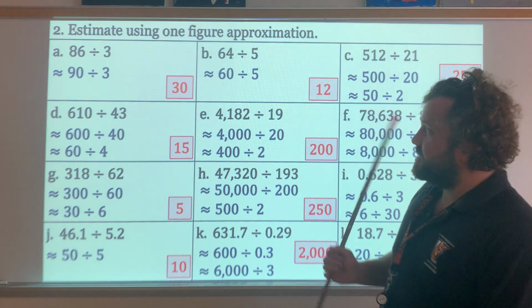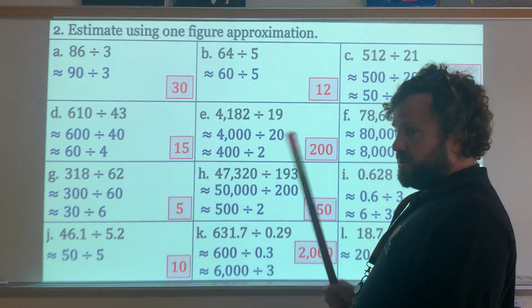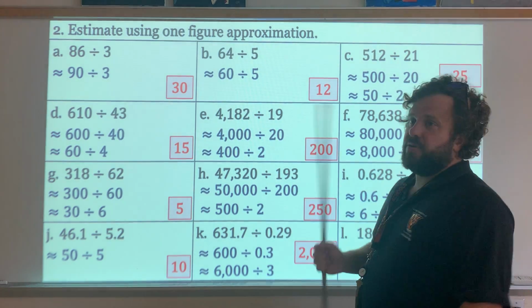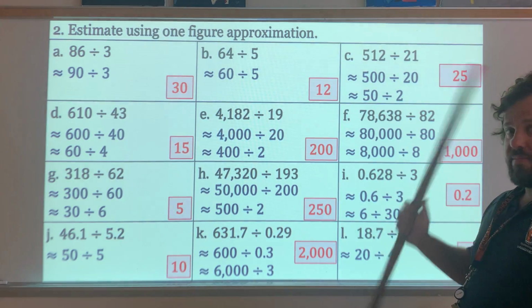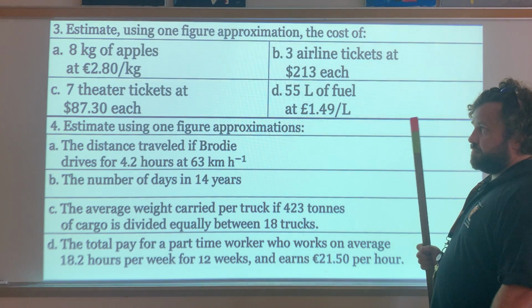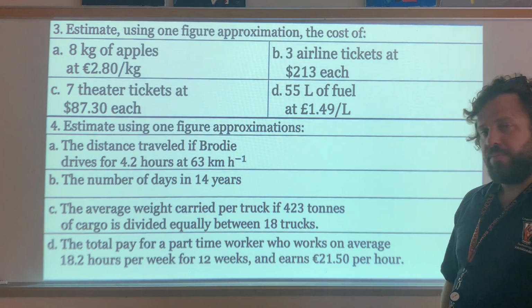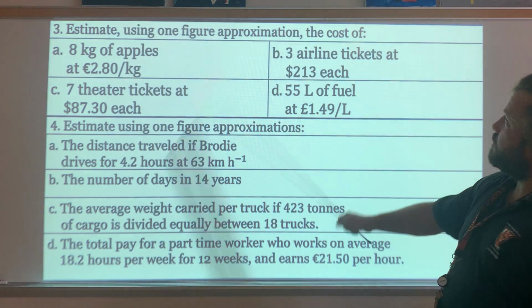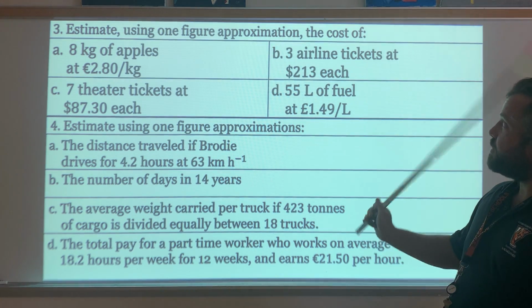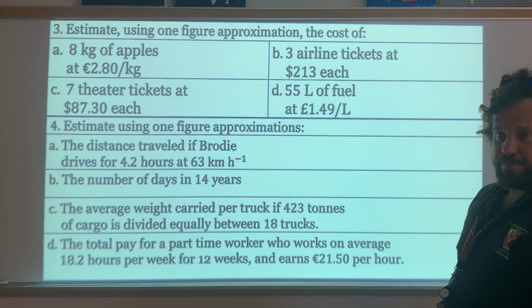I noticed a lot of the messing up that students do is with rounding and with significant figures. 3 significant figures at all times, unless they say to round to approximate, then you got to make sure you round it to the right thing. Go do the problem 3. Now we're going to turn this into word problems. Estimate using one figure approximation the cost of blah blah blah.